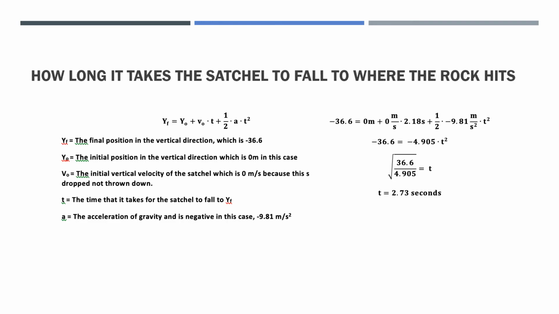The distance that we have calculated in the previous step is used in the following formula in order to calculate how long it takes the satchel with the secret message to fall to the place where the rock hits the cliff. The formula written out on the left is used to solve for the time. The variables are also defined underneath the formula in order to make it a bit clearer. If you look on the right side, it shows the values substituted into the equation and it is solved. The time it takes for the satchel to fall to the same height that the rock will hit is 2.73 seconds.